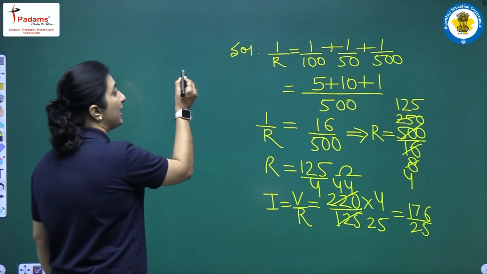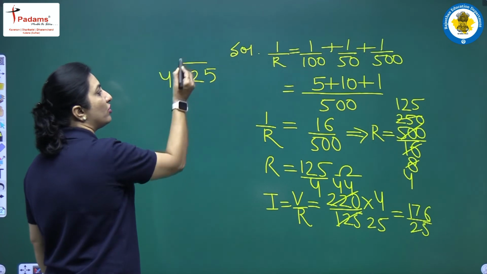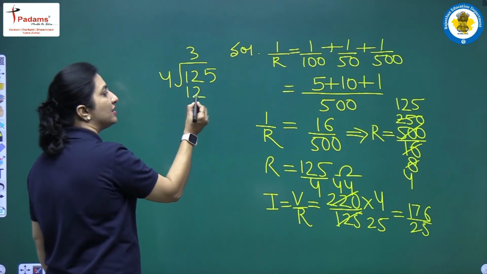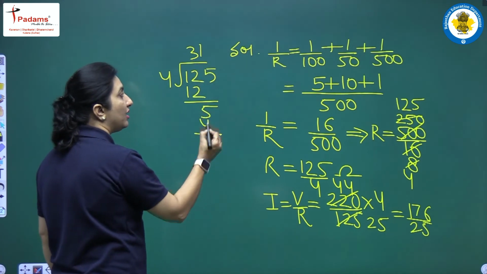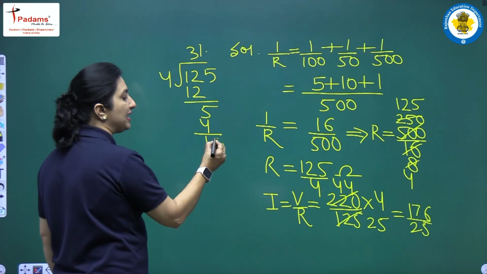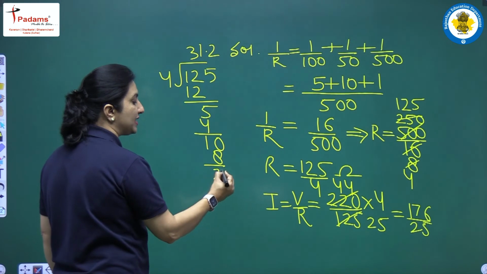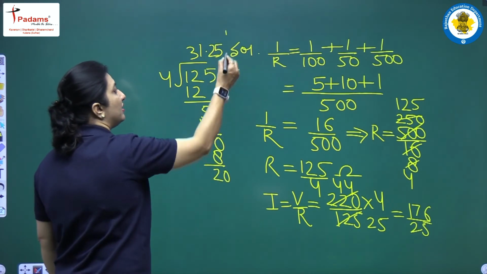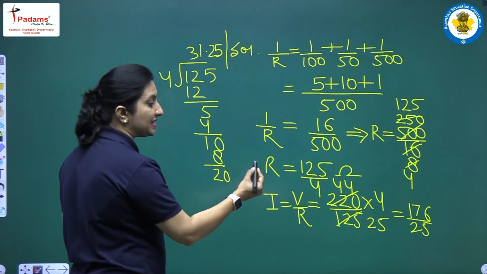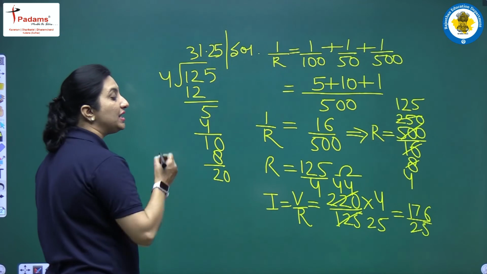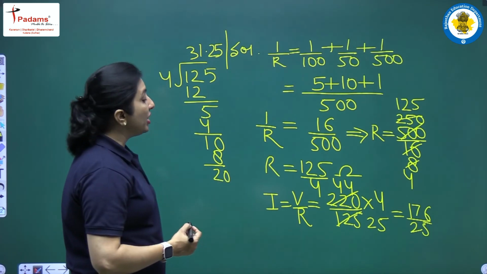So the resistance can be calculated as 125 upon 4. So 4 3s are 12, left with a 5. So 4 1s are 4. Now putting a decimal over here, I will get a 10, 4 2s are 8, I am left with 20. So 4 5s are 20. So what I get is that the equivalent resistance comes out to be 31.25 ohms. So R is 31.25 ohms.